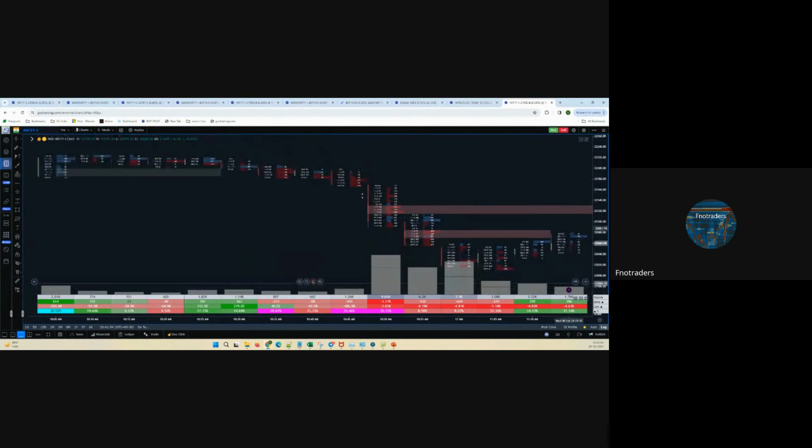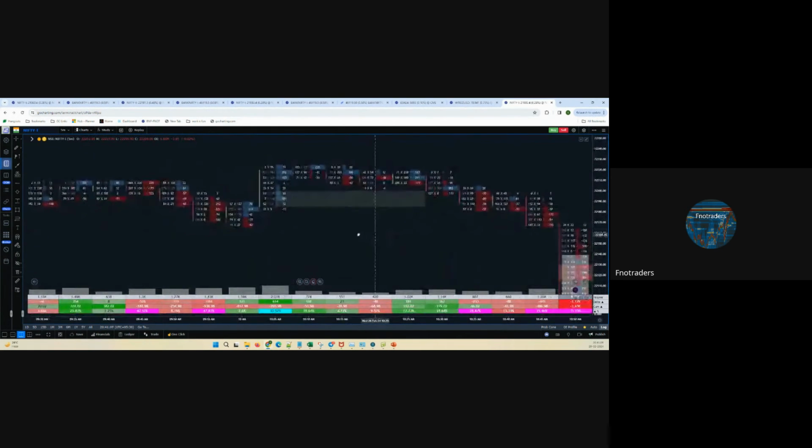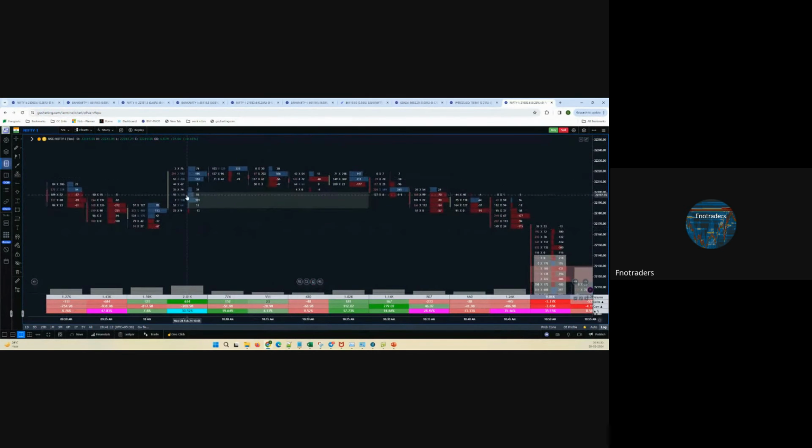Okay, now there's another piece of information, if you see, about trying to preempt this move. The next question is, can I preempt this move? This was the point where this move potentially could have been preempted: a large volume shift and delta shift.